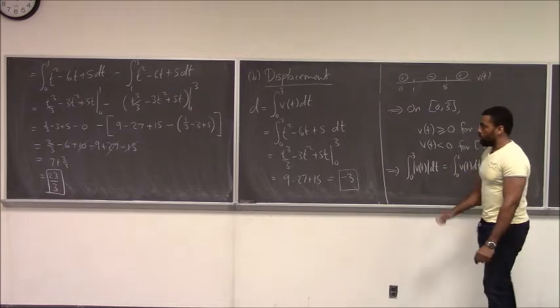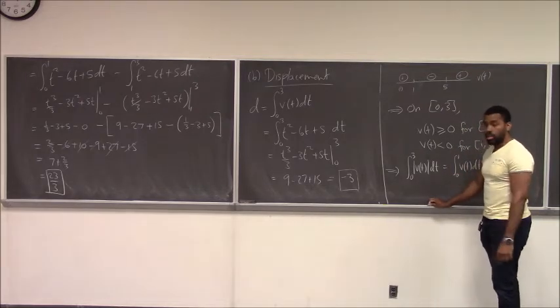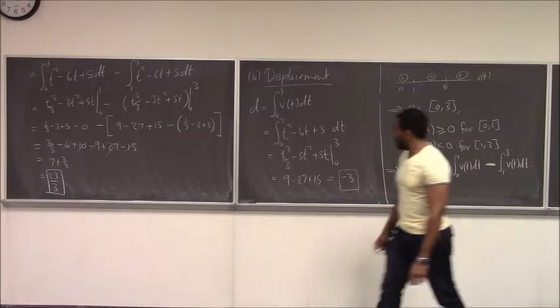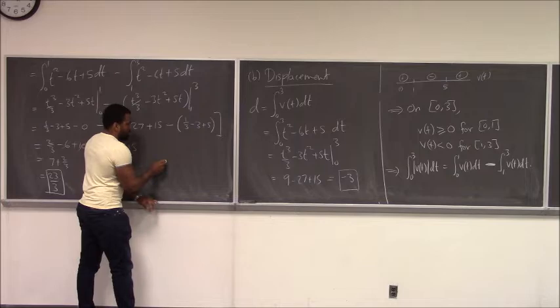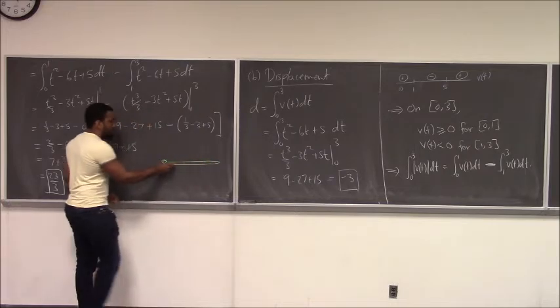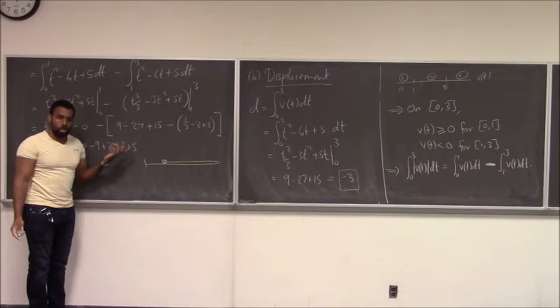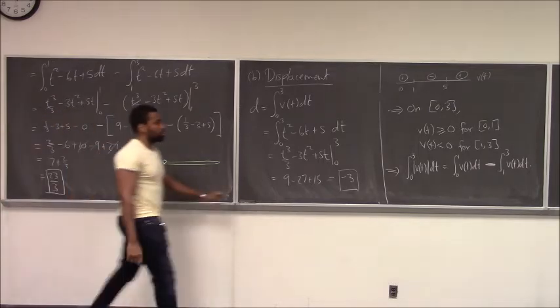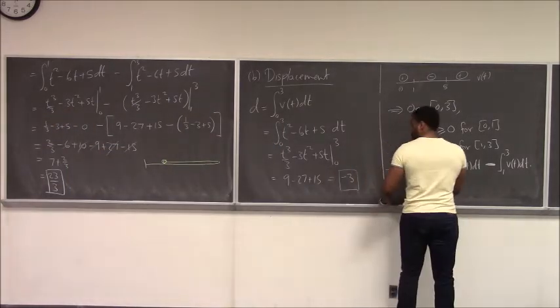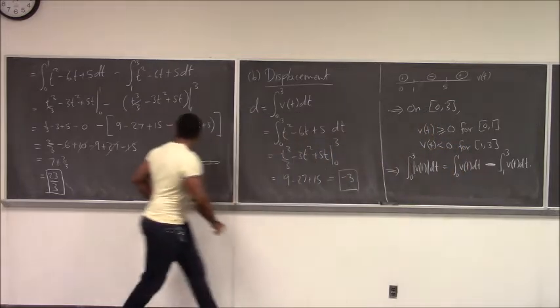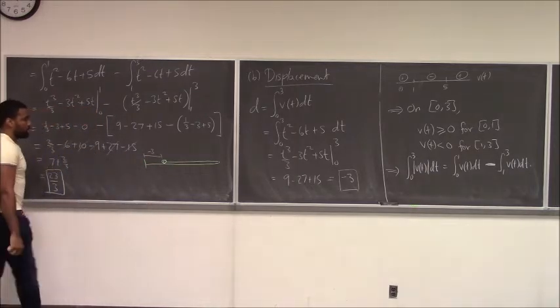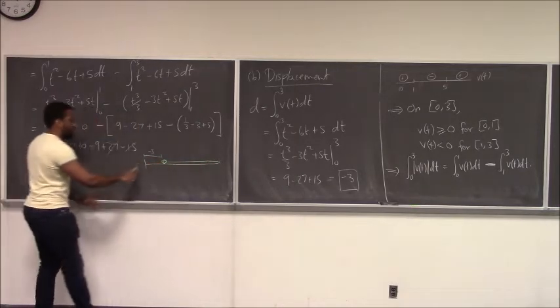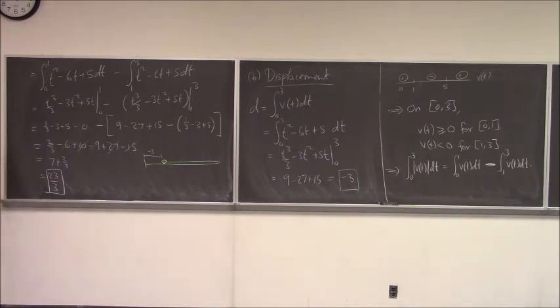And what does that mean? The object ends up 3 units behind where it started. So that kind of means the situation was like the object moves forwards and then it moves back to 3 units behind where it started. So this distance here is minus 3 because it's 3 units behind. But if you were to measure the total length that it traveled, it's 23 over 3, so 7 2/3 of a unit.